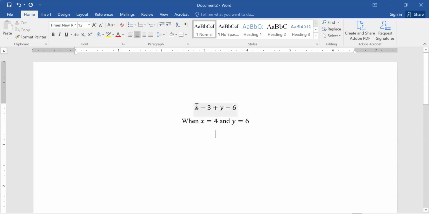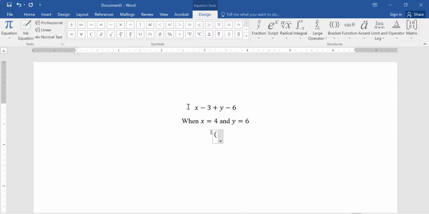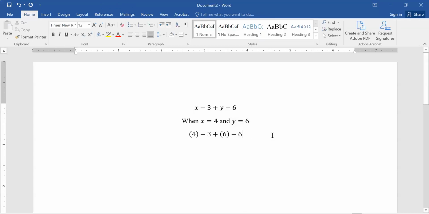So what I'm going to do is replace this x with parentheses, and I'll plug in 4. So for x, I put in parentheses the number 4. Obviously the minus 3 stays the same. Whoops, let me do this a little bit differently. So put in 4 in parentheses, do the minus 3, plus now y is 6, so in parentheses, I'm going to replace the letter y here with the number 6, and there you go. Now here's the deal.